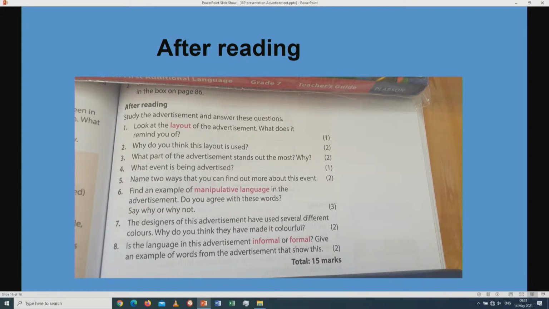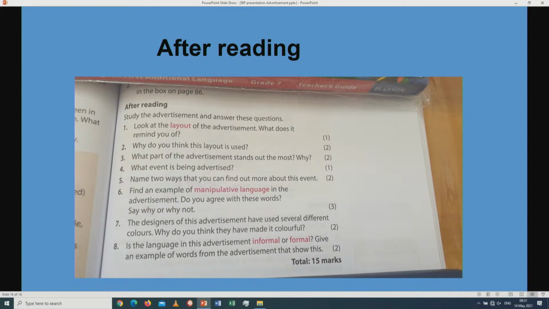Now, this question is in 3 parts. You must find an example in the advertisement. Remember, you write it as it is. You go and look at the advertisement. And you must say if you agree with the language that is used, and say why you agree or why you do not agree.